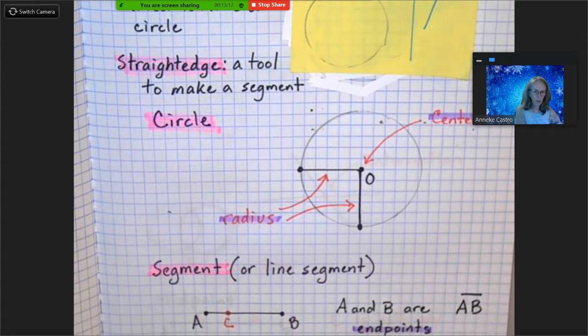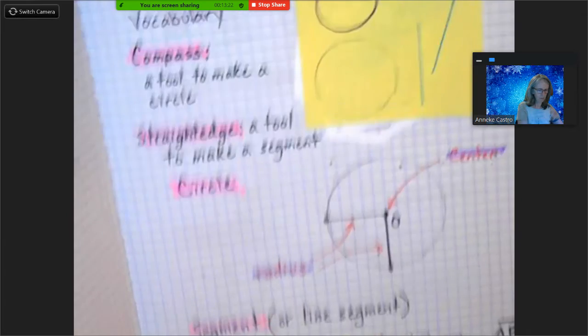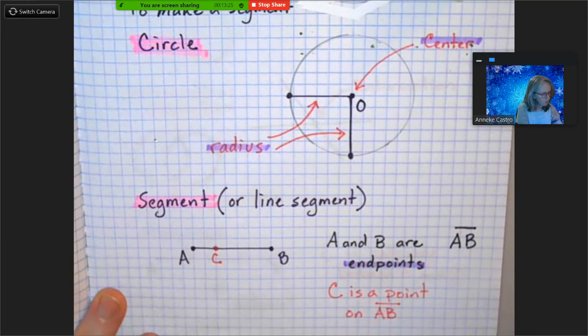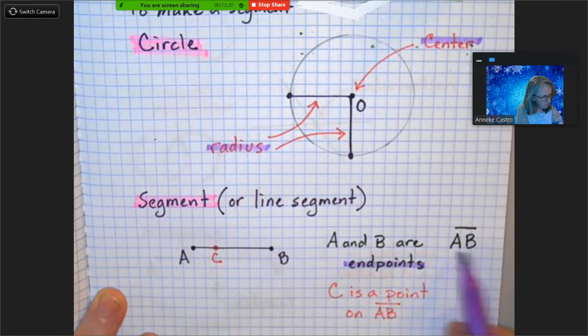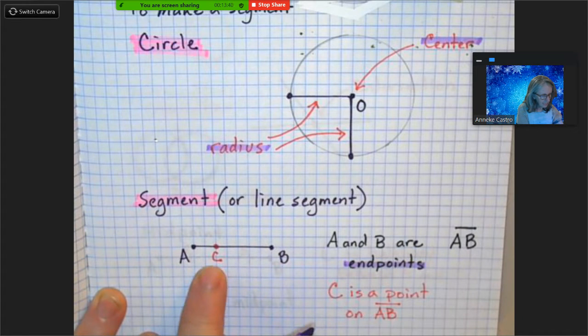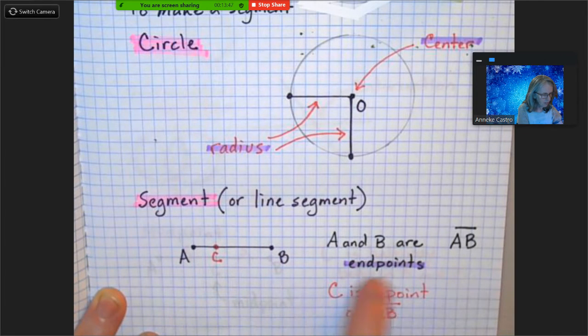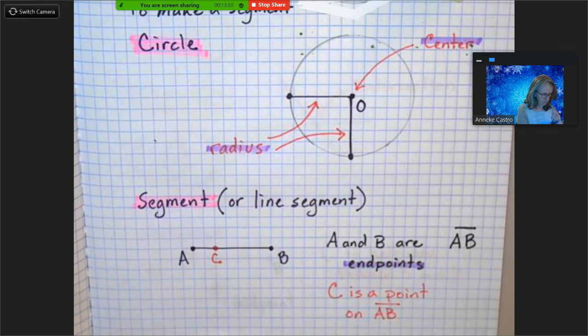This is the symbol for this segment. So this is the name of this segment from A to B. We write AB with a little segment on top. Segment AB. Point C is a point on AB. It's on AB, but it is not an endpoint. Okay, so this is a segment.